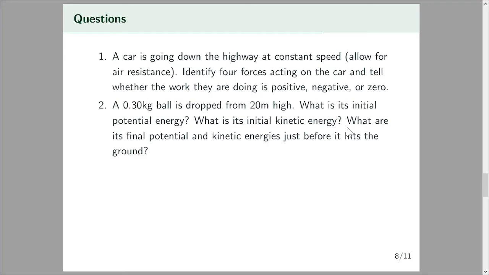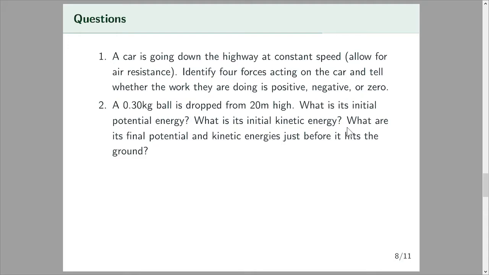So I can ask a few questions. Getting back to our first example, a car's going down the highway at a constant speed. Identify 4 forces acting on the car, including air resistance. So you should be able to do that. Look at that box problem at the beginning and tell whether the work due to each of those forces is positive, negative, or 0.